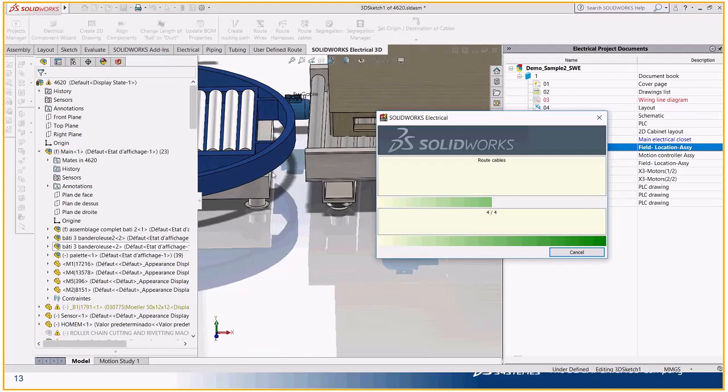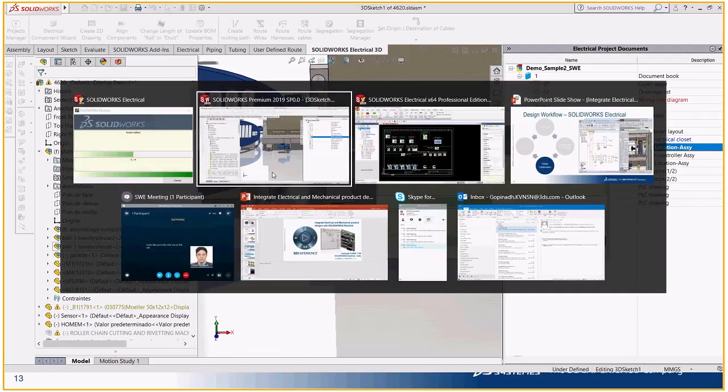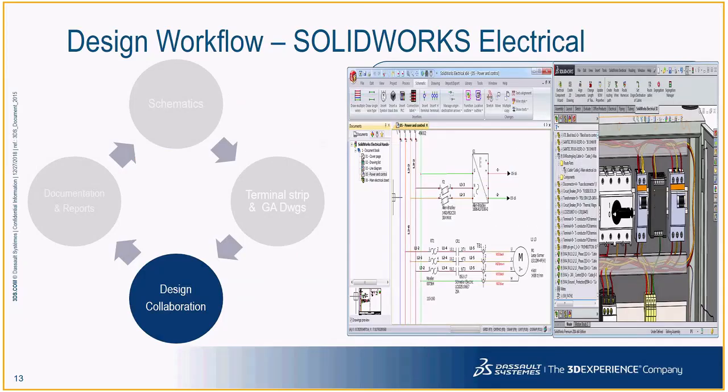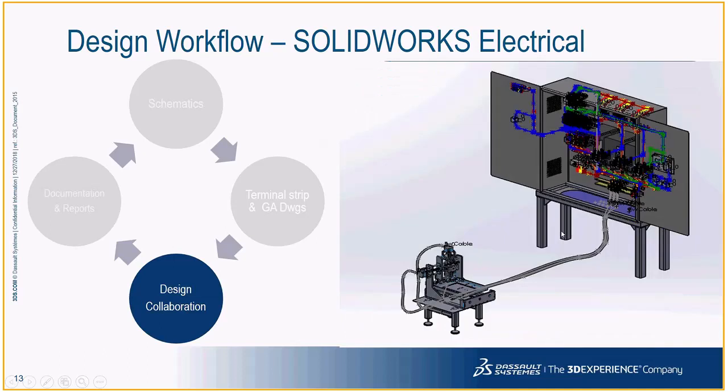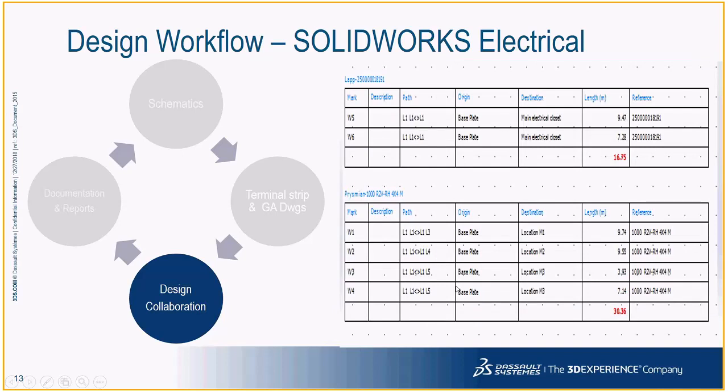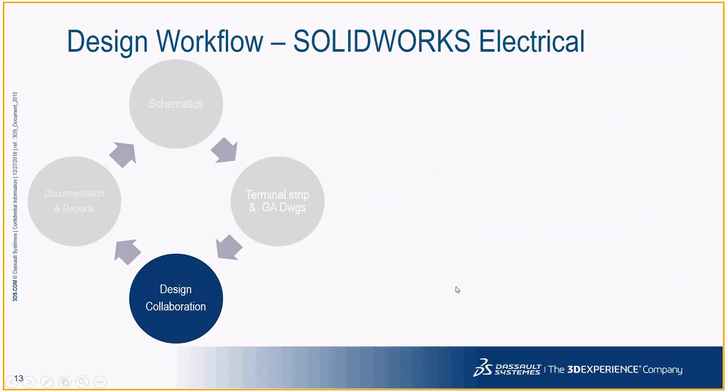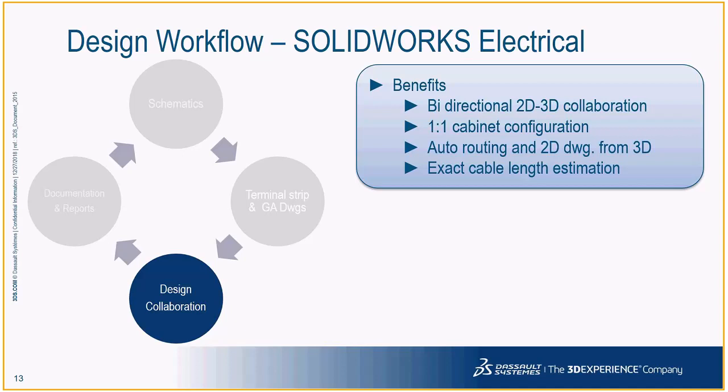So it is going to do the route cabling. By the time it does the cabling, we'll just come back to the PPT. On the design collaboration, what we have seen is the routing inside the control cabinet, as you see on my screen, and then the cabling part of it to the equipment or motors which have been connected. Now we will also see different documentation and reports.